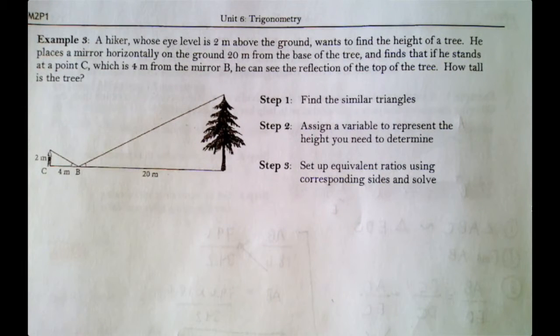A hiker whose eye level is 2 meters above the ground wants to find the height of a tree. He places a mirror horizontally on the ground 20 meters from the base of the tree and finds that if he stands at point C, which is 4 meters from the mirror, he can see the reflection of the top of the tree. And now this actually works. We could do this in practice and it would work out.